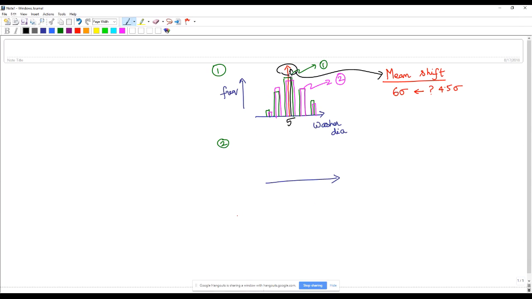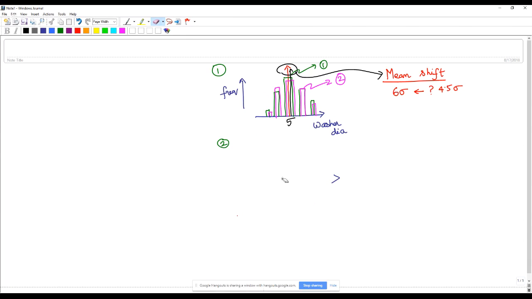unit. On day 3, it could be between these two, or it could be on the left side of these, or it could be on the right side. It does not matter, but there could be a difference. It is very unlikely that you will have the same mean in every session that you are trying to gather the data. So this is the concept of mean shift.